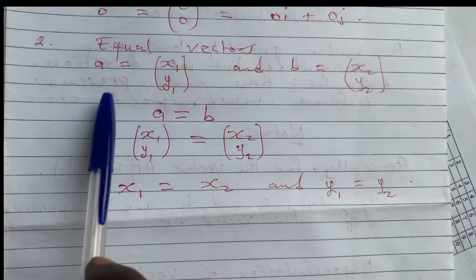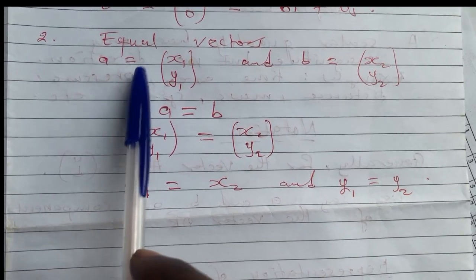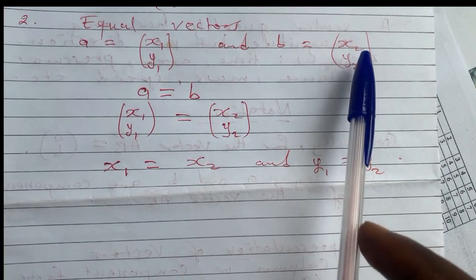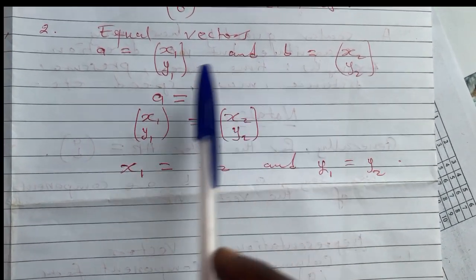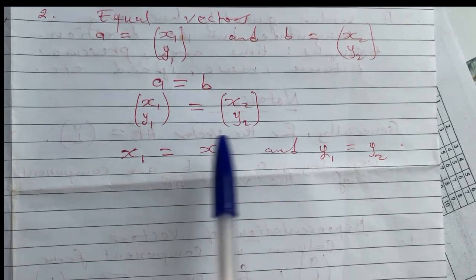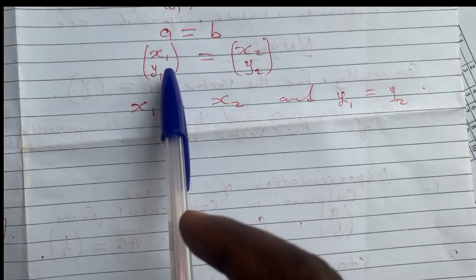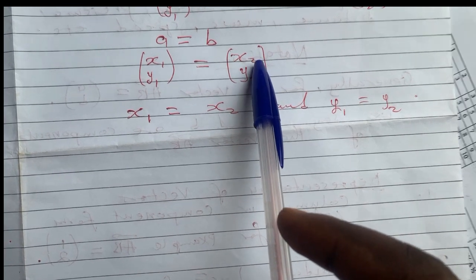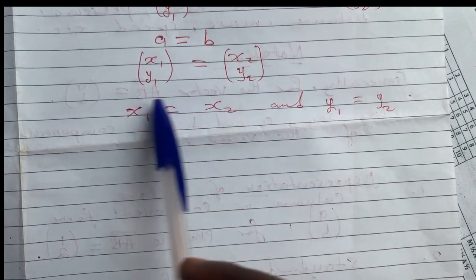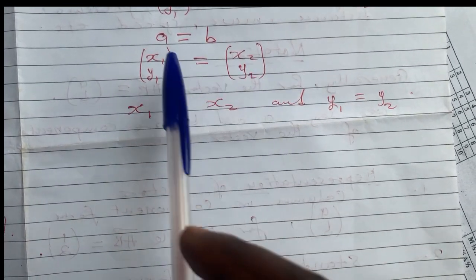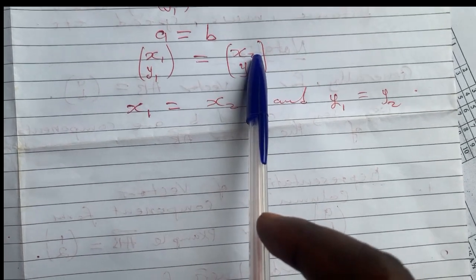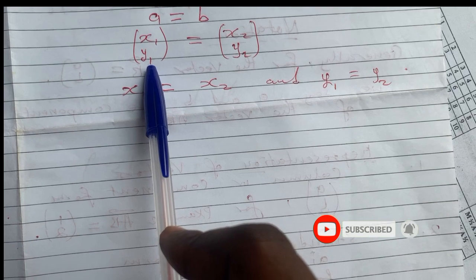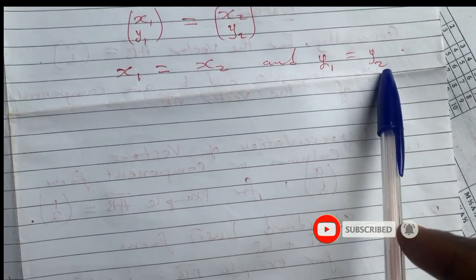So for the equal vectors, if I am given vector A equal to (x1, y1) and vector B equal to (x2, y2), and I say these two vectors are equal, then the components of vector A are equal to the components of vector B. If this statement is true, then we could say that x1 is equal to x2, which we have here, and also y1 is equal to y2, which is also here.